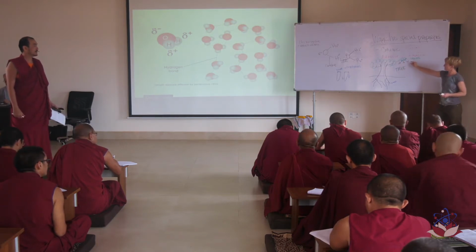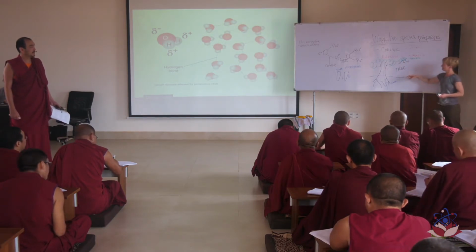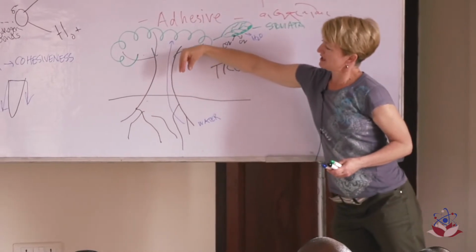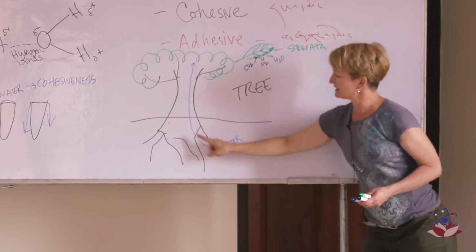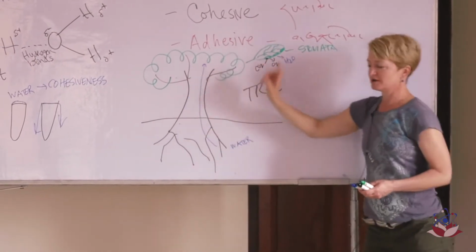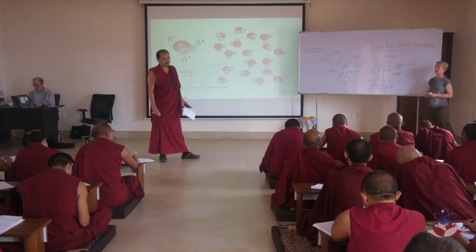As a water molecule leaves through the stomata, it creates a pull on all the other water molecules. And so just like liquid through a straw, water is delivered from the soil to the top of the tree.